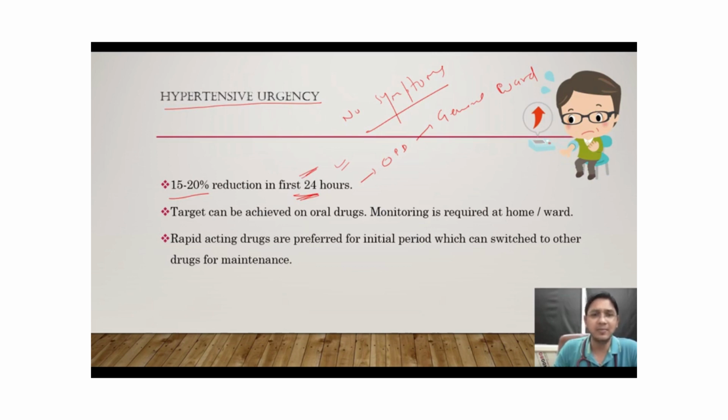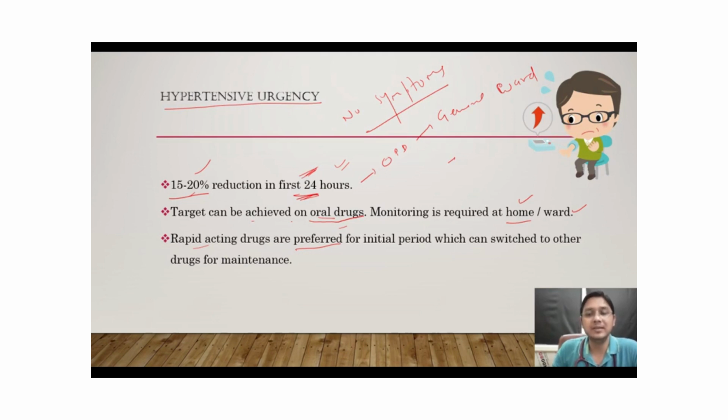Emergency is 6 hours. So in the first day, if we reduce the BP by 20%, we see that yes, our target is achieved, and now we can monitor the patient. If the target can be achieved on oral drugs, there might not be a requirement of IV drugs, and monitoring is required. You can monitor the patient at home or in the general ward, wherever you have admitted. So here also rapid acting drugs are required. Why are rapid acting drugs preferred? Because yes, the window is longer, but we need to reduce the BP.